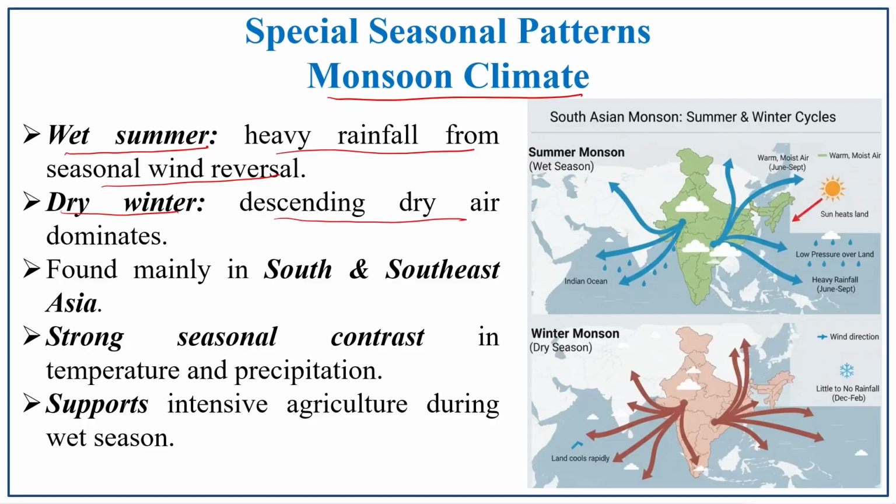In the monsoon lecture, we will be discussing more about the monsoon. And then, it is found in which region? That is the south and southeastern Asian part, and it has a strong seasonal contrast, that is the temperature and precipitation have contrast in this monsoon climate, which also supports intense agriculture during the wet season.